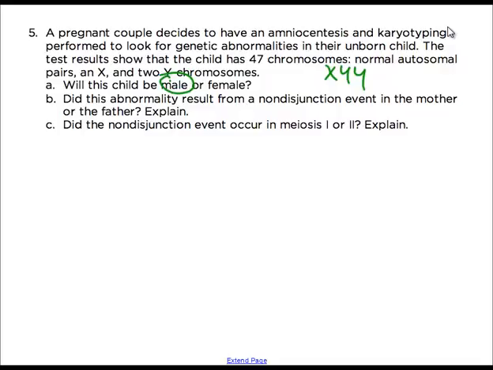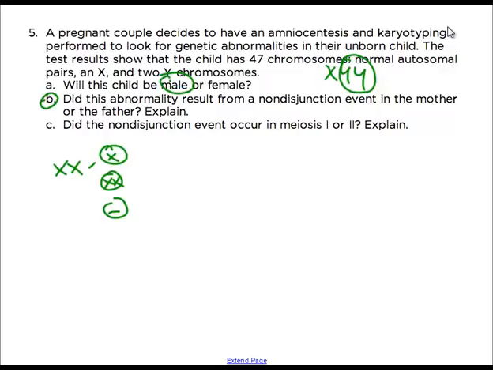Did the abnormality result from a non-disjunction event in the mother or the father? Well, we don't have to really draw out bunches of diagrams and everything, because look, if there are two Ys, there had to have been a problem in the father. It just has to be, right? Because, look, the mother's XX, no matter what kind of non-disjunction event occurs, she could have gametes that are X, which is normal, XX, or pretty much nothing, right? But none of those could possibly explain how two Ys got involved in there.